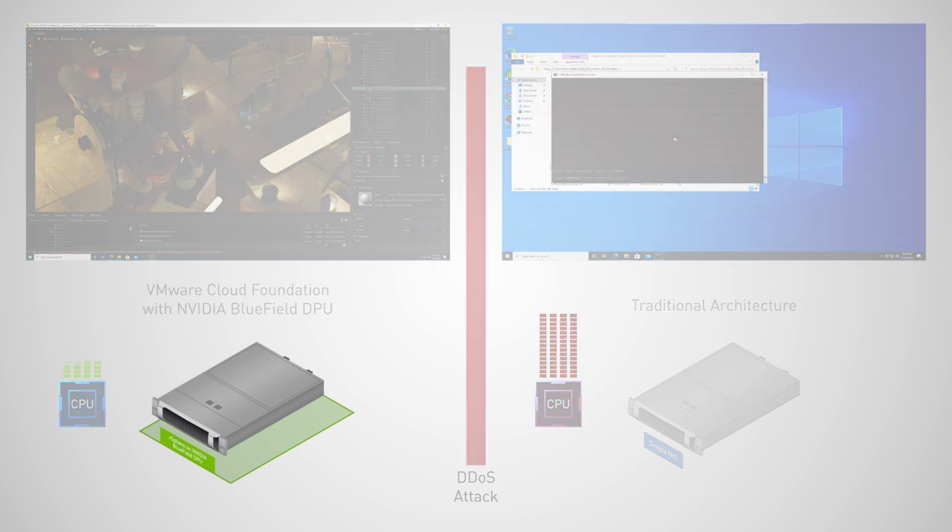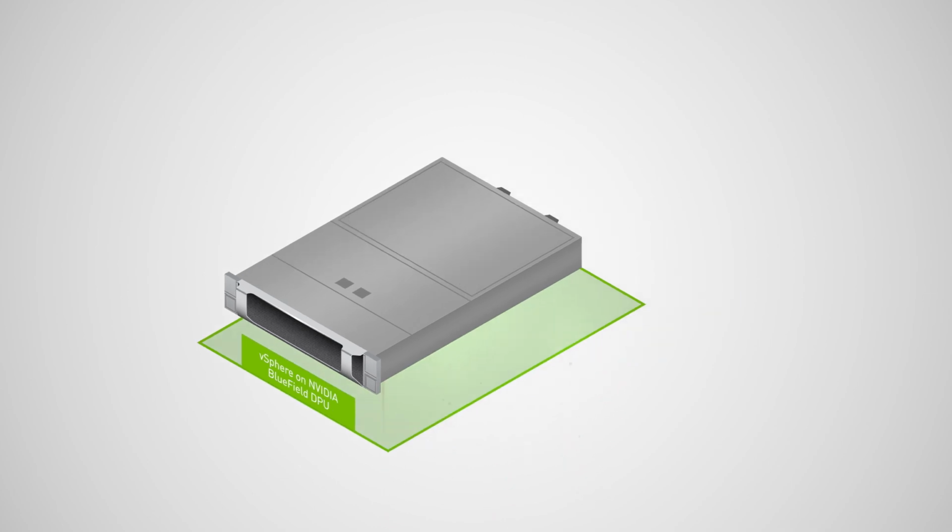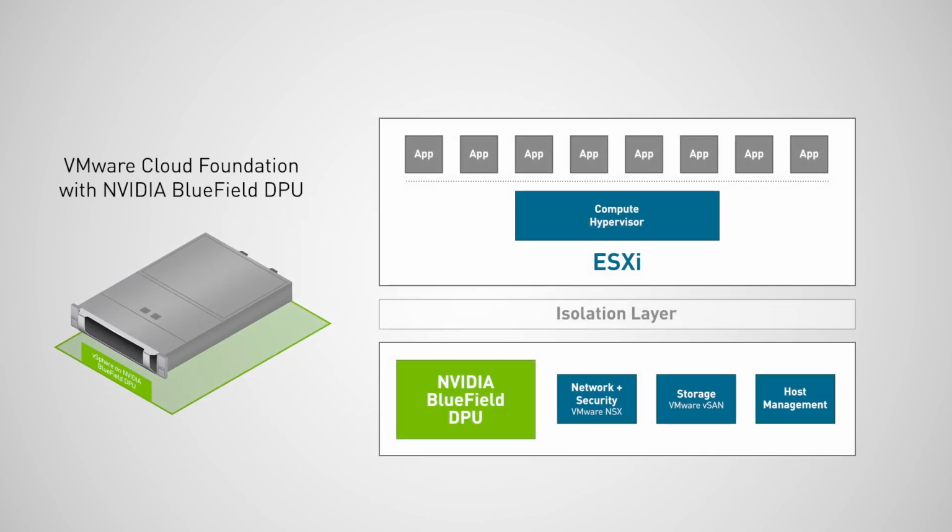So what just happened? The combination of VMware vSphere on NVIDIA BlueField DPU has mitigated the cyber attack on Dave's server. The DPU recognized and dropped the rogue packets in real time, shielding Omniverse from the attack. The solution delivers intrinsic security distributed on every server for better protection at a lower cost of ownership.